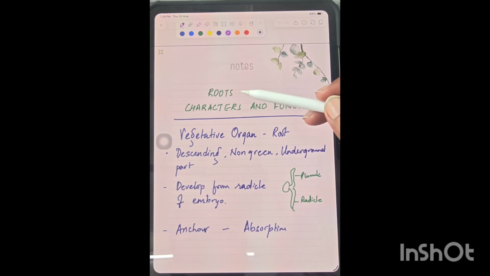So today we are going to discuss one of the most important parts of the plant, that is roots, its characters and functions. It is for the B.Sc. first year students in the paper Morphology of Angiosperms.